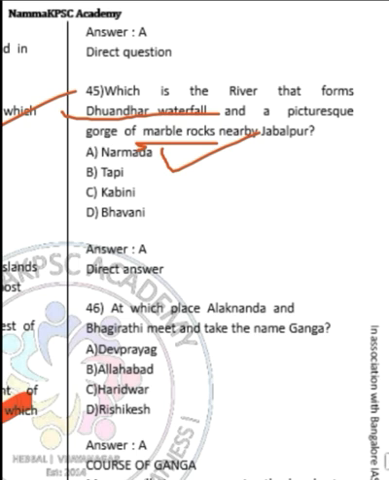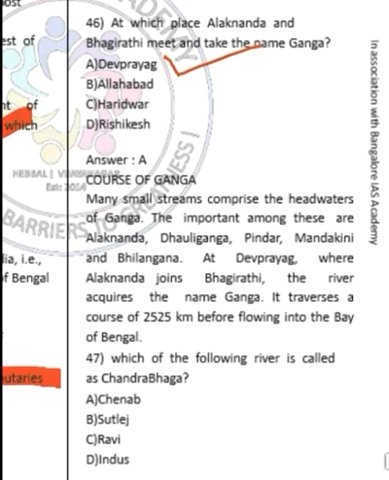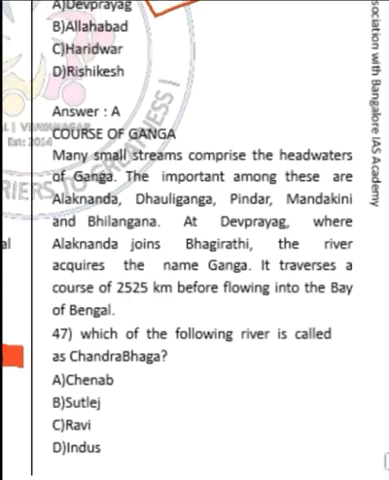Question number 46, it is asking at which place Alaknanda and Bhagirathi meet and take the name Ganga. Answer here is option A, Devaprayag. So at Devaprayag, Alaknanda and Bhagirathi streams meet, after which only the river that forms is called as Ganga. So in the answer key, I have given the course of Ganga. You can go through it. Question number 47, it is asking which of the following river is called as Chandrabhaga. So two streams, Chandra and Bhaga, meet to create Chenab river. So answer is option A, Chenab.